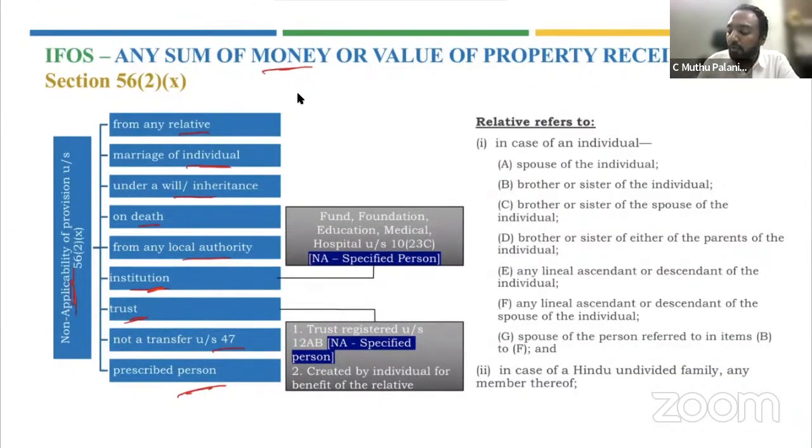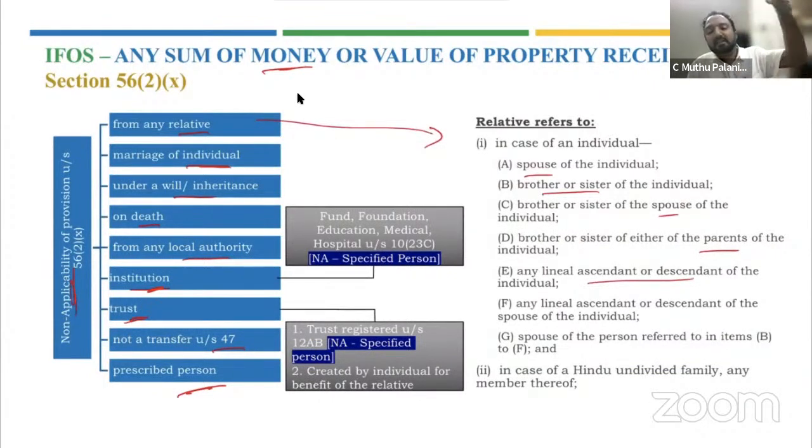So now, whom do you call relative? Spouse of the individual, brother or sister of the individual, brother or sister of the spouse, brother or sister of either of the parents, lineal ascendant or descendant. Ascendant is basically father, grandfather, great grandfather. Descendant is basically son, grandson, great grandson. So for these people it is not applicable. Lineal ascendant or descendant of the individual, lineal ascendant or descendant of the spouse also. And in all these cases, if I refer to my grandfather, my grandmother is also included. If I refer to my father, my mother is also included. If I refer to my son, my son's wife is also included. So that is what is discussed in this particular clause.